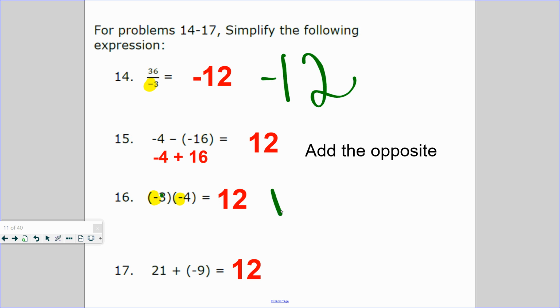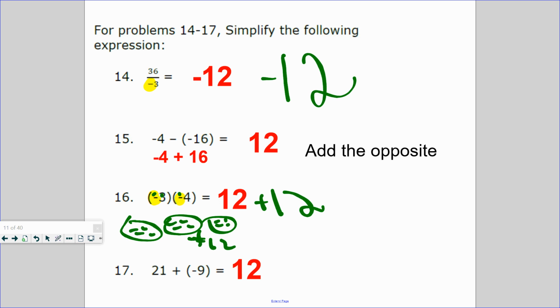3 times 4 is 12. Opposite of a negative is a positive. If you do not like it that way, which I have kids who say, I don't like it that way, fine. What's 3 groups of -4? That's -12. The opposite of it is +12.